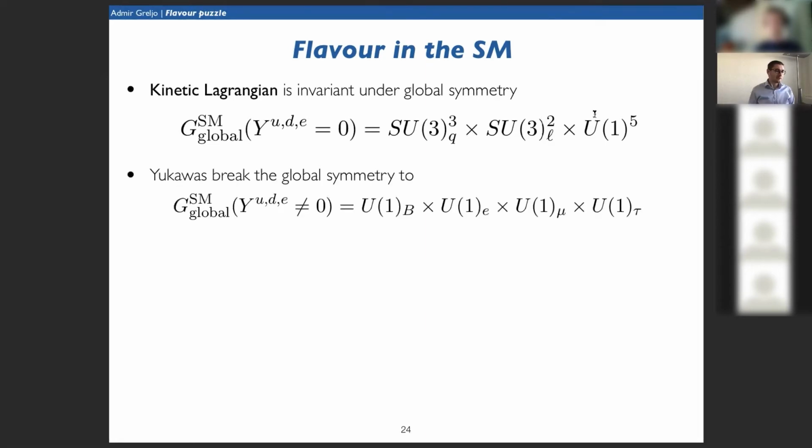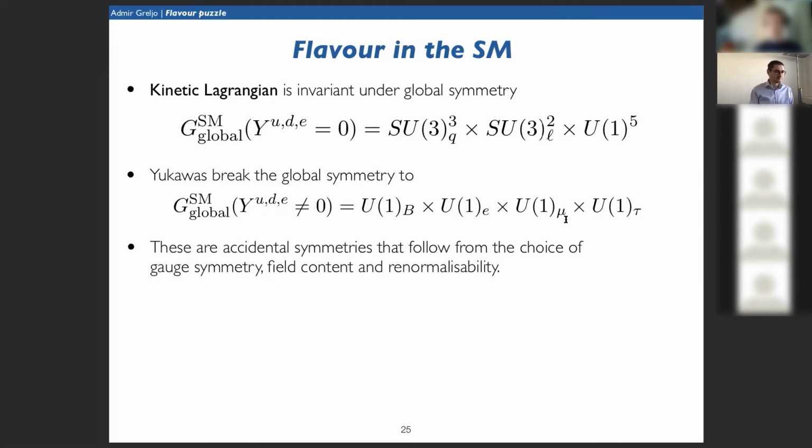All right. When Yukawas have some non-zero values, we break the global symmetry, and in particular we break it in a very specific way, down to baryon number and 3 individual lepton numbers for electron, muon, and tau. This is what happens in the standard model when we switch on the Yukawa couplings. In the next lecture, we will do a parameter counting computation, where you will see more explicitly what's going on. These global symmetries are actually accidental. That means that we did not require them when we constructed the standard model. We did not put them in as a requirement.